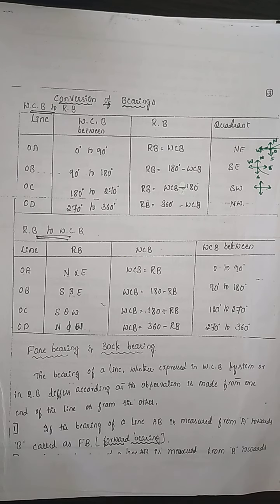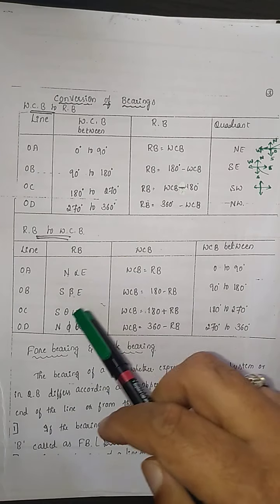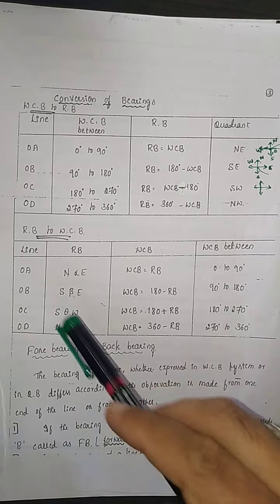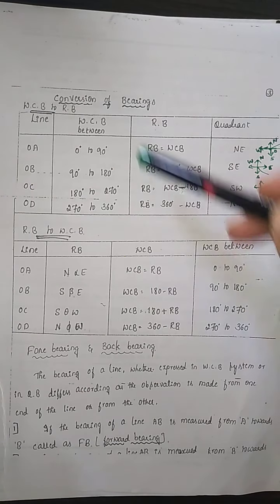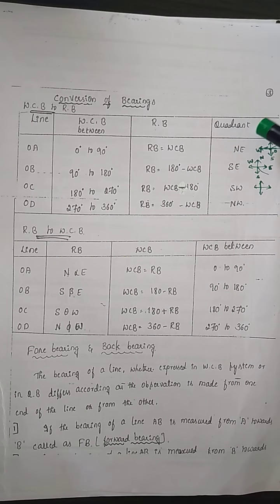And sometimes they are going to give you the reduced bearing, that is north alpha east, then south beta east, that is the angle between the north and east and the angle between south and east, and the angle between the south-west and the north-west will be given. That you need to convert to an angle between 0 to 360 degrees. In the first case, the angle will be given from 0 to 360 degrees, that you are going to convert into northeast, southeast, southwest, and northwest.